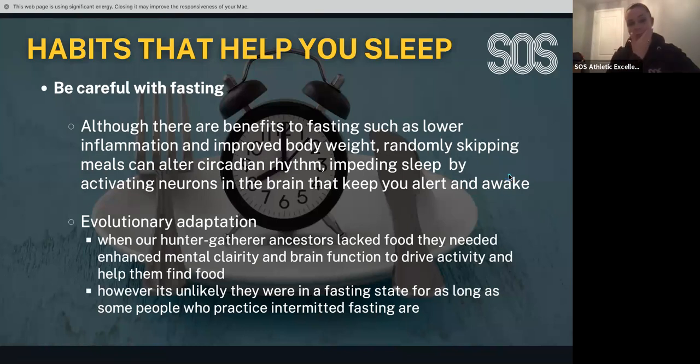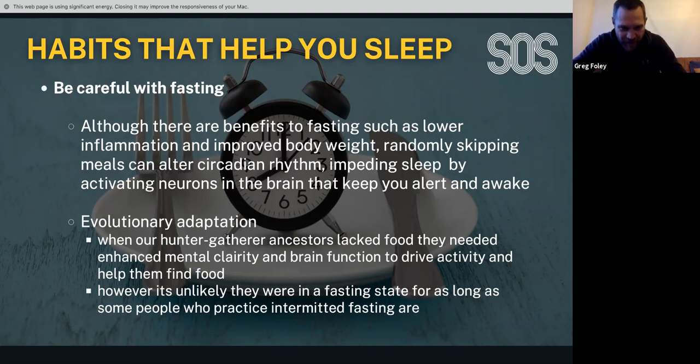And then some people do incorporate what's called intermittent fasting, but just be careful with fasting if this is you. There are benefits to it, such as reduced inflammation. It can be a positive tool to help manage body weight, but randomly skipping your meals can alter your rhythm a little bit and impede sleep by activating some neurons in the brain, which just promote being alert and more awake. I think fasting spikes cortisol as well, doesn't it, Greg? I think in the long term it does.